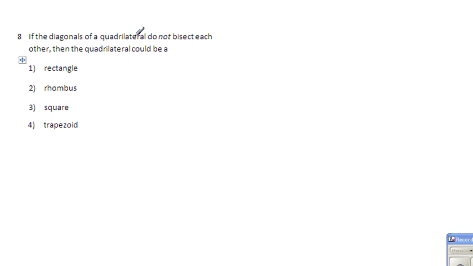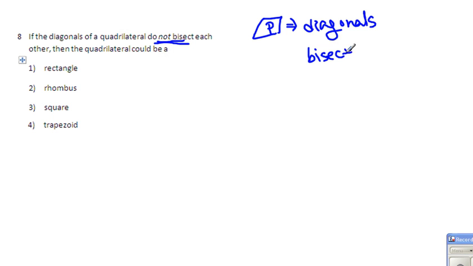Now, diagonals of the quadrilateral do not bisect each other. The concept is, in a parallelogram, one of the properties is diagonals bisect each other. That means this is a parallelogram, so this doesn't fall into the answer. So the rhombus, and the square, because these are the special parallelograms. But trapezoid would have been our answer because it's not a parallelogram and the diagonals don't bisect each other.